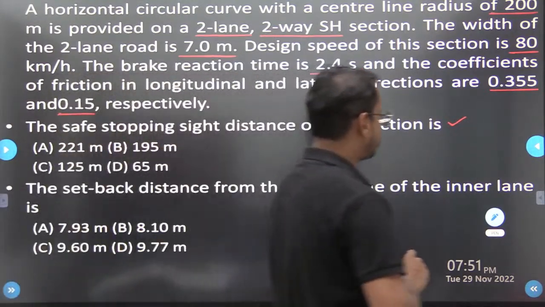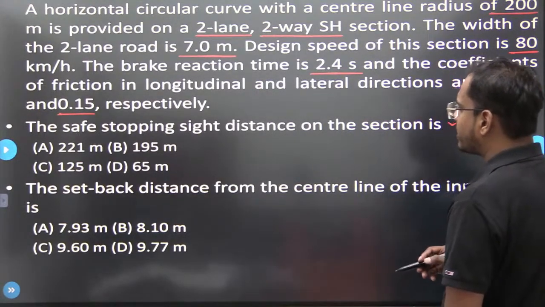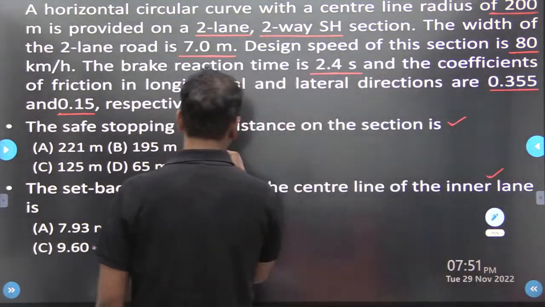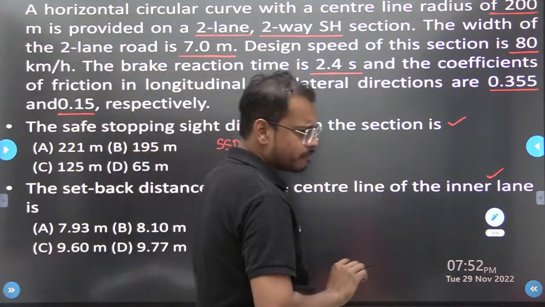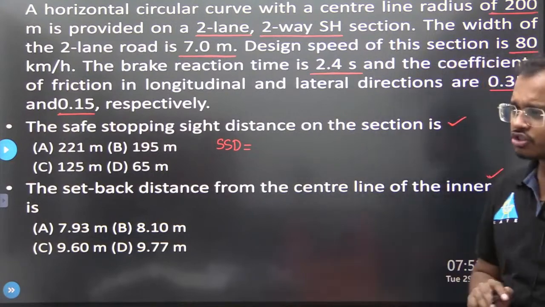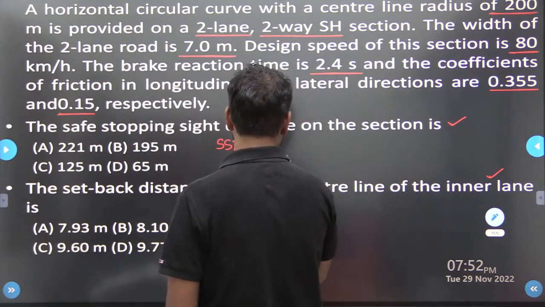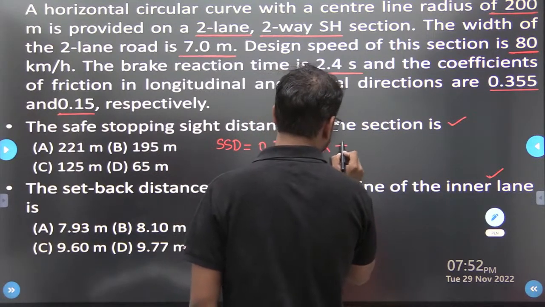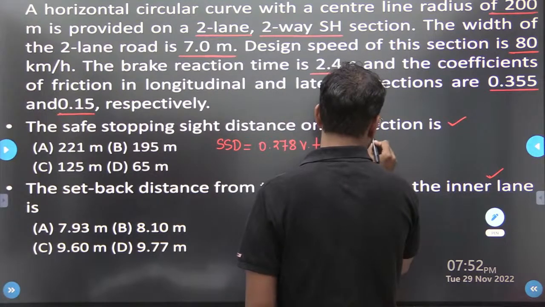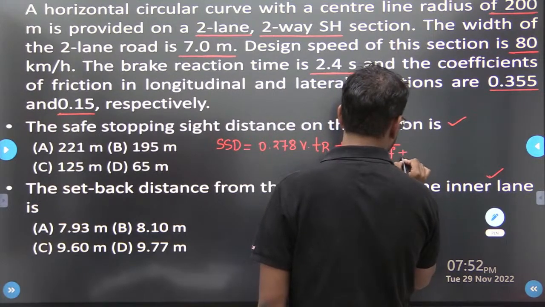So, this is a link type problem. If I am interested to calculate stopping sight distance, then what is the formula? We already know that stopping sight distance is equal to lag distance plus braking distance, for two lane, two way. Lag distance is 0.278 V multiplied by reaction time t_R, plus braking distance, which is V square divided by 254 times f plus or minus S.